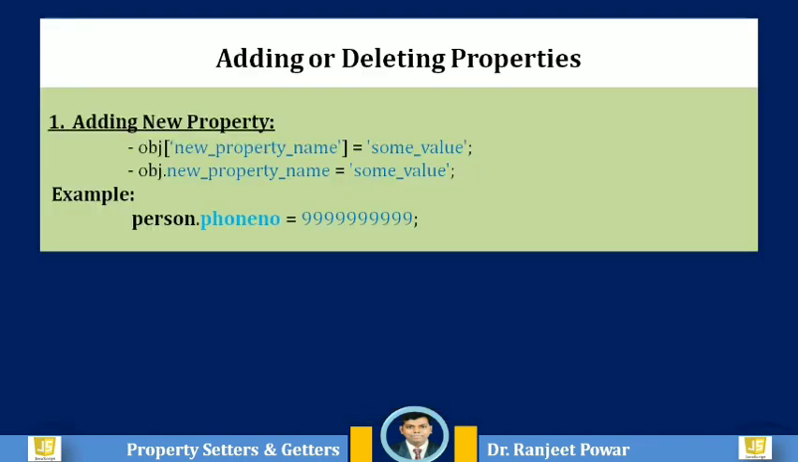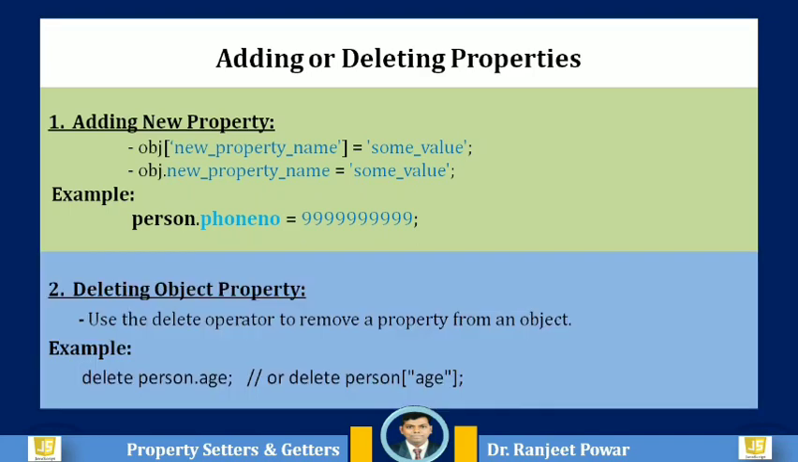Then the next is how to add or delete a property of an object. You can add new properties to an existing object by simply giving it a value. That is, object dot new property is equal to some value. Assume that the person object already exists, and you can then add the new property phone number to it. Then write person dot phone number is equal to the actual phone number value.